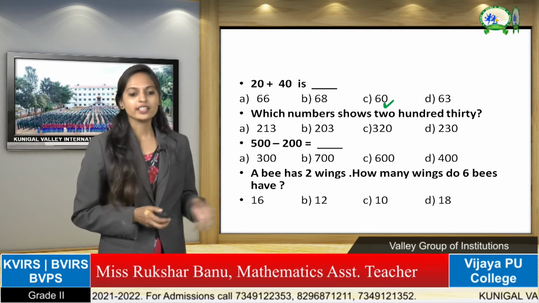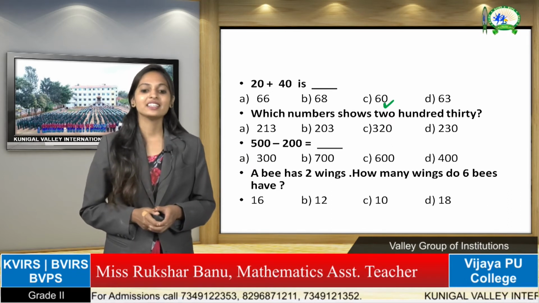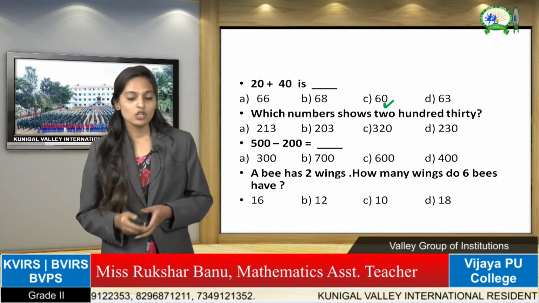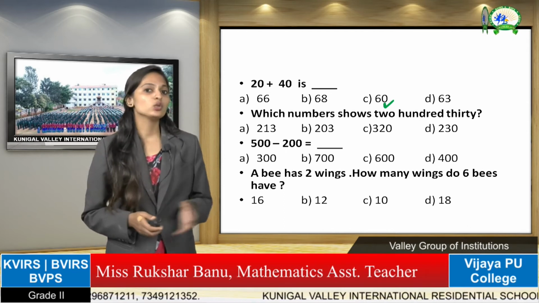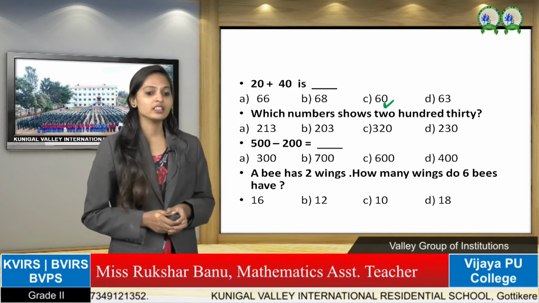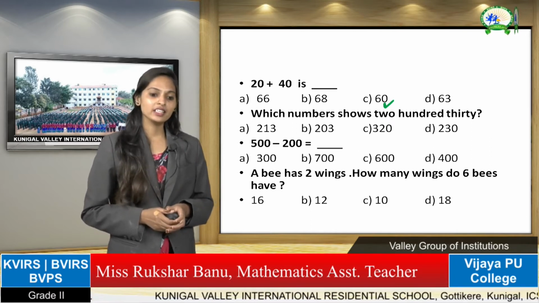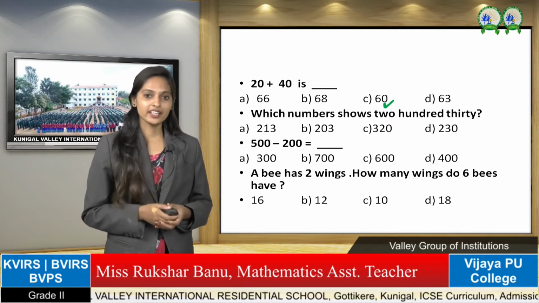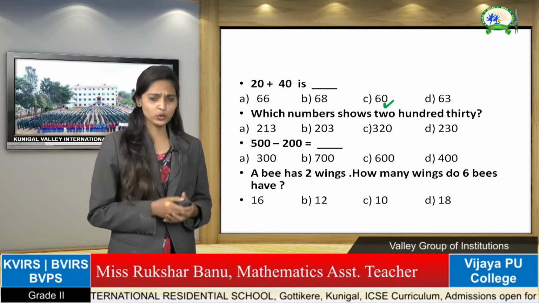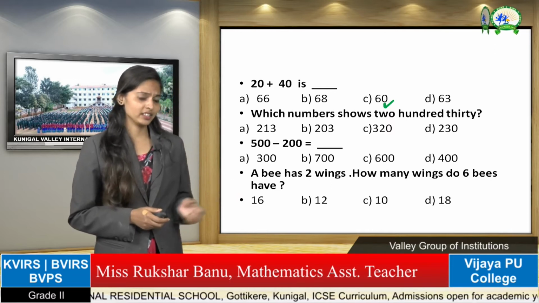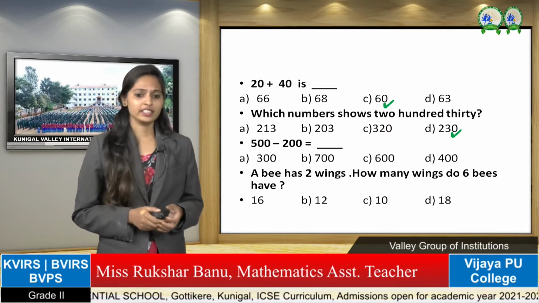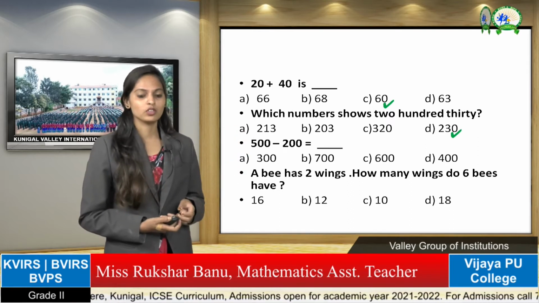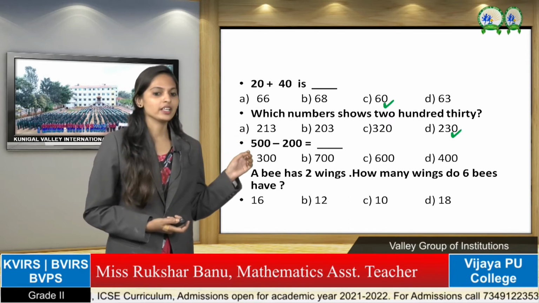Okay children, next one is: which number shows 230? Number names are there. So the numeral for 230, which one is it here? Option A 213, option B 203, option C 320, option D 230. Which one is right here? Yes, that is option D, 230. It is the numeral for the number name 230.